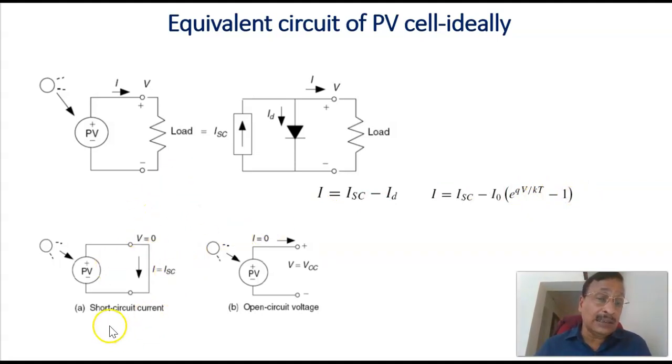Now, what is the short circuit current and what is the open circuit voltage? Short circuit current is the current when the PV cell is shorted, that is, when the load is made zero. That is called the short circuit current, ISC. Similarly, when the cell is open circuited, the voltage across it is called the open circuit voltage, VOC. So VOC is obtained by open circuiting the load, and ISC by short circuiting it.